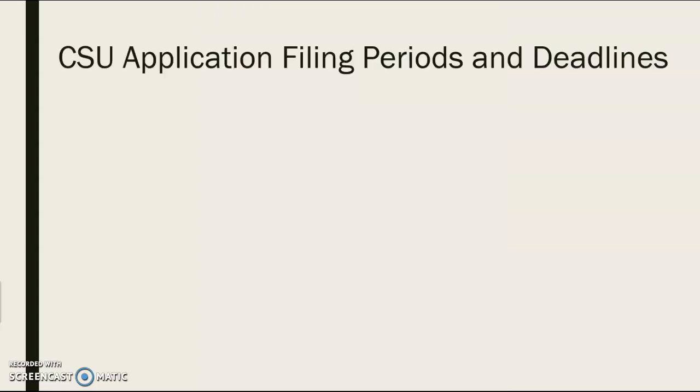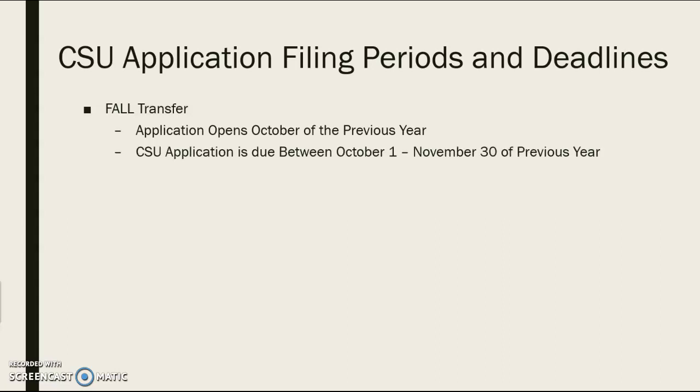Here are application filing periods and deadlines. If you're looking to transfer for the fall, your application opens October of the previous year. Submission happens between October and November 30th of the previous year. So for example, if you're looking to transfer for fall 22, the application is due between October through November of 2021.